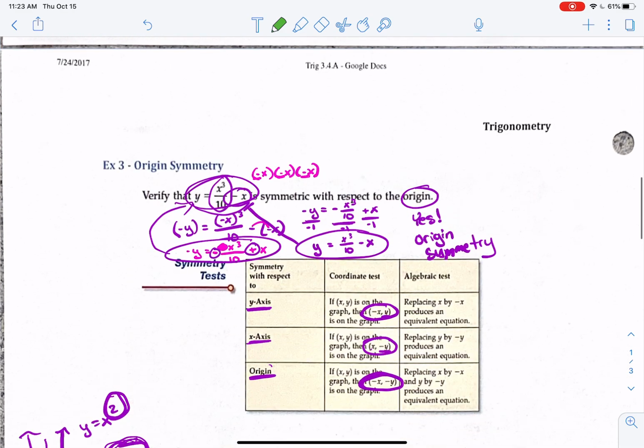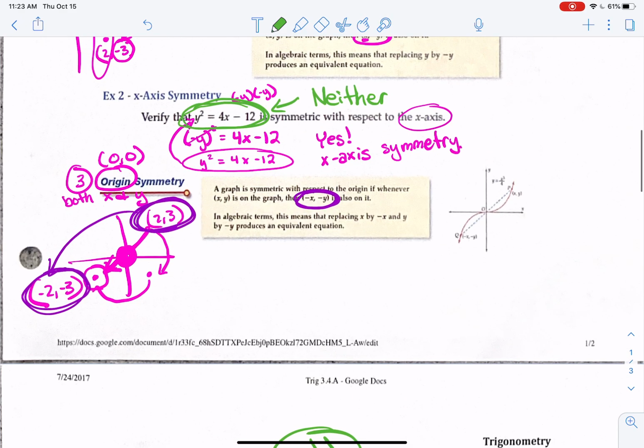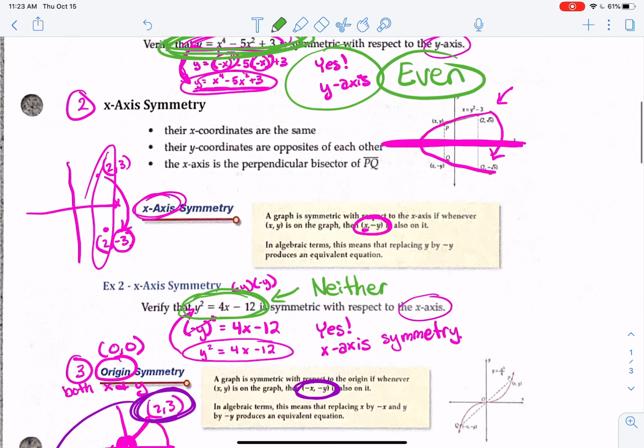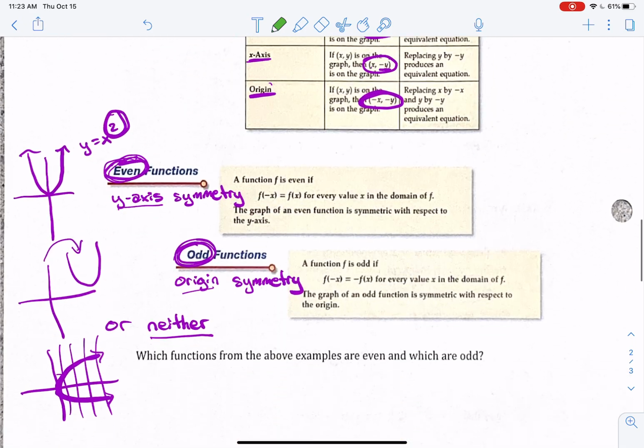That's example 2. Example 3, did yes have origin symmetry? So this function right here, y equals x to the third over 10 minus x, this was an odd function because he is symmetric with respect to the origin. Okay, so even and odd mean y-axis and origin; x-axis symmetry is neither. Now, if he does not have any of those symmetries, because he maybe doesn't even have y-axis, x-axis, or origin symmetry, then he's also neither. Okay, so if it has x-axis symmetry or it doesn't have any of those symmetries, it's going to be a neither function. Okay, so hopefully that made enough sense.